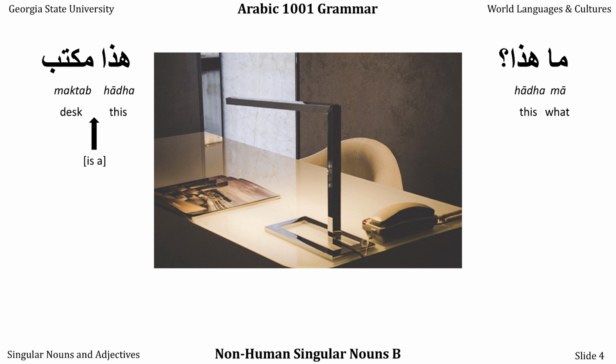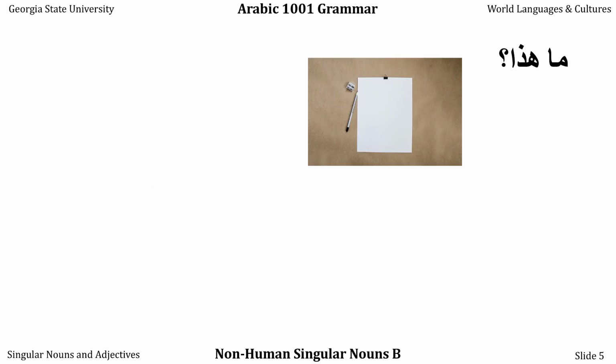In this lesson, we're going to learn some new nouns. We're going to ask the question, ma hadha, which we already know means, what's this? And the answer here is, hadhihi waraqa. Now, notice, first of all, the word waraqa, which originally means leaf, is our word for a sheet of paper.